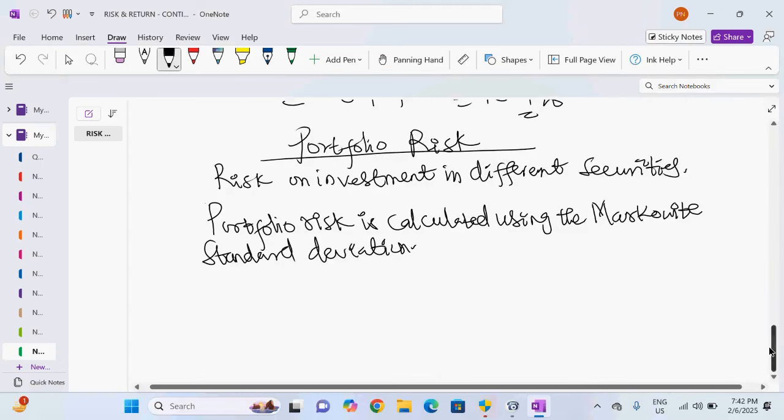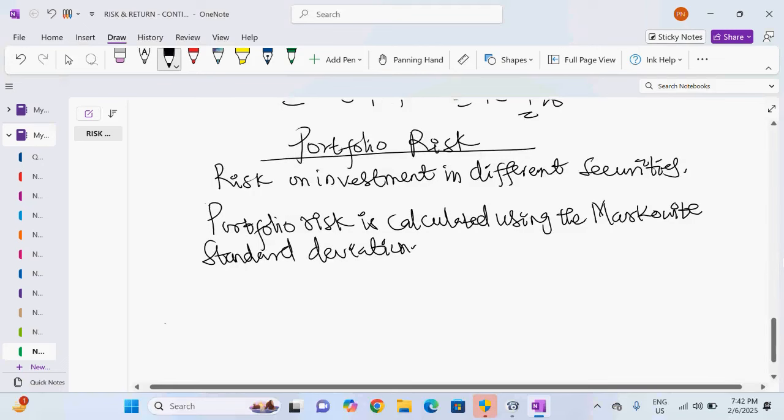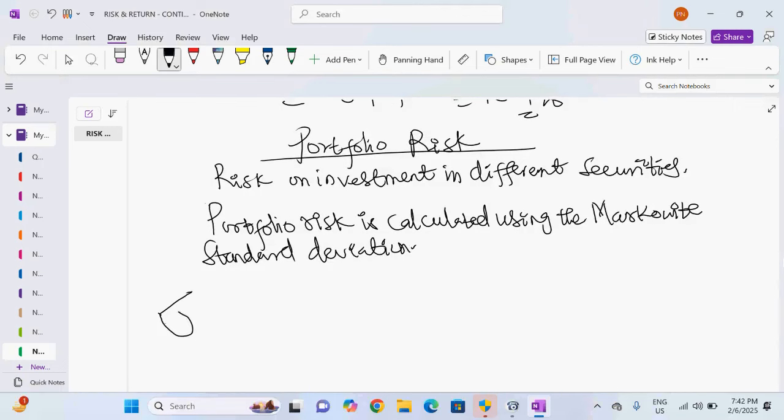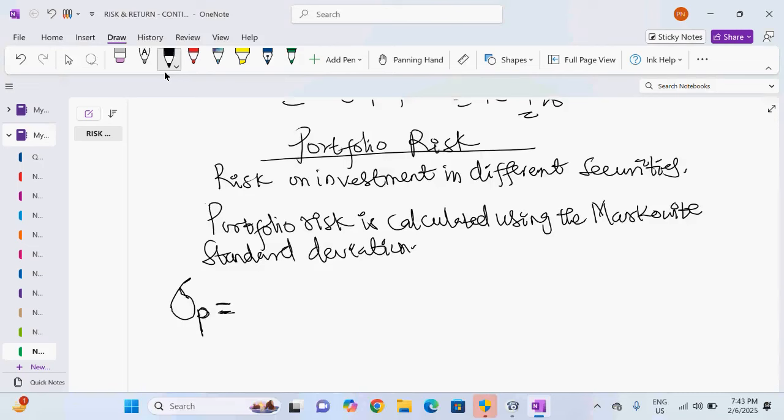All right. So what is the standard deviation for a portfolio? What is the formula for standard deviation? I believe you know this is the symbol for standard deviation. We use the standard deviation to measure risk, right?